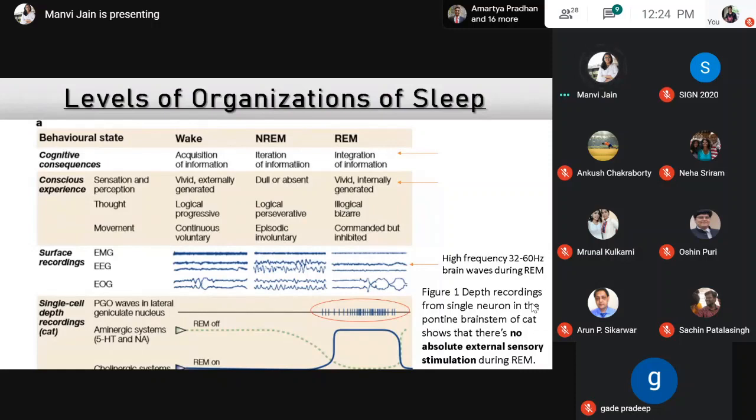Now, yet another important point that we should note down here is that the cholinergic system is suddenly going up while in REM, and the aminergic system is going down while in REM. So please remember these important points because I'll need to explain them later in the project. Okay, so this is an important slide.